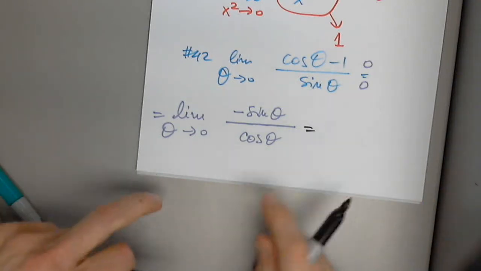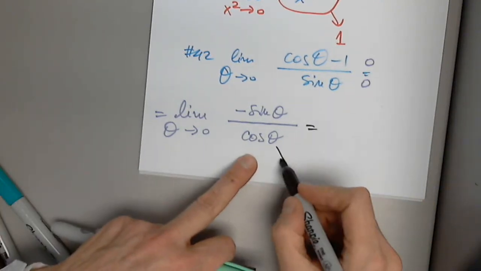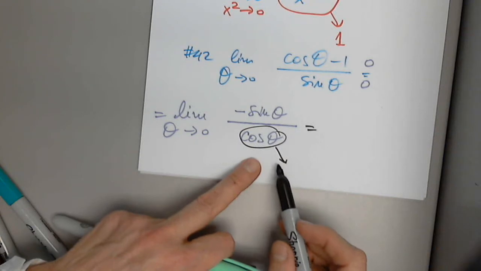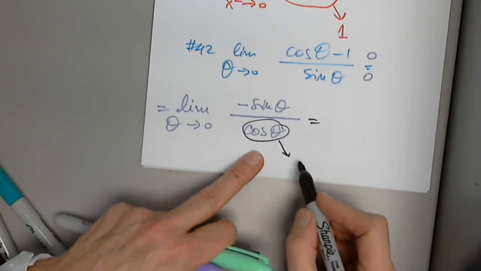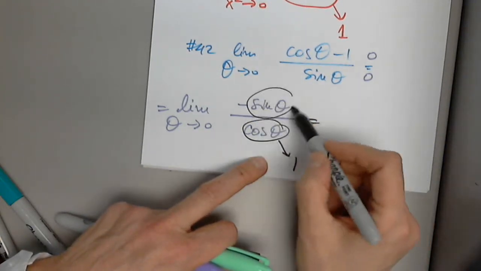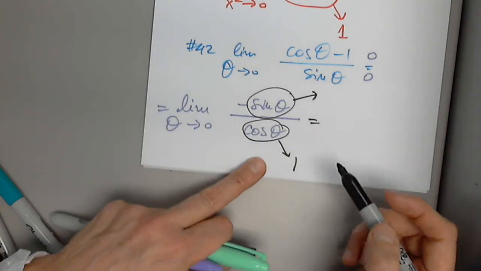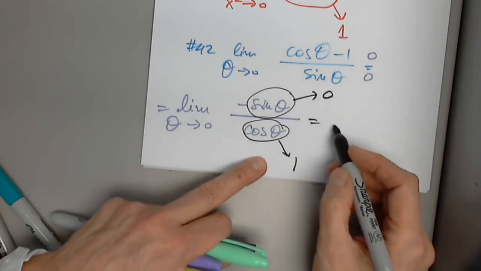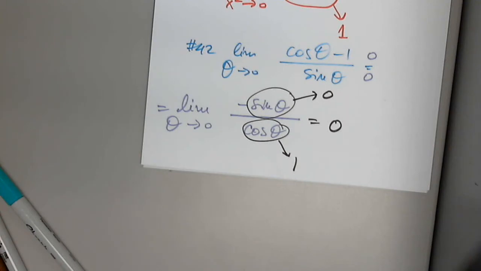Okay, so now let's plug in again. So where does this go when theta approaches 0? Excellent. Where does this go when theta approaches 0? Excellent. And the answer is? That's it. Very good.